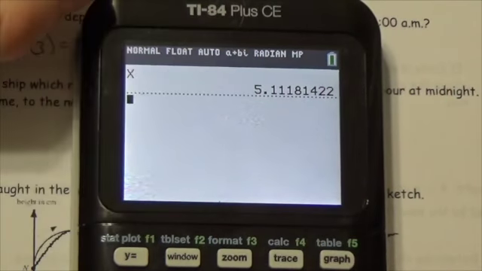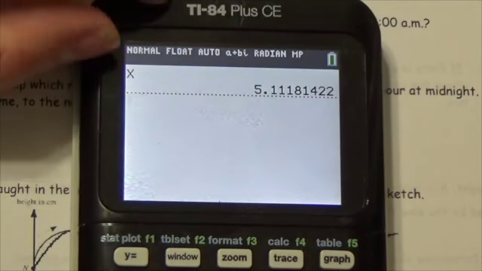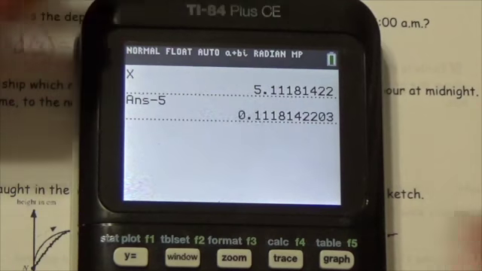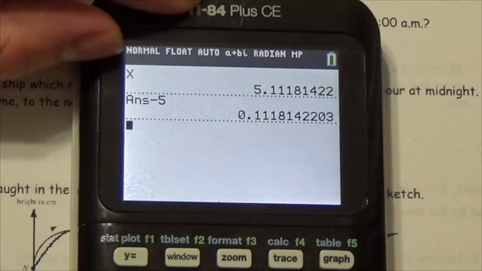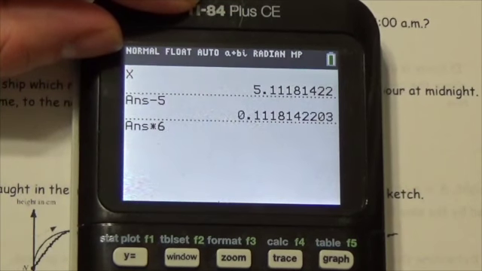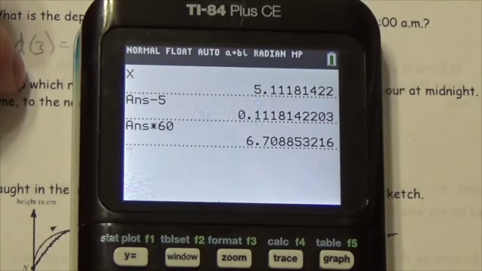It's the 0.1118... That represents the fraction of an hour beyond that. So I'm going to subtract the 5 off of that because I already know the 5 hours have gone by. I've got to figure out how many minutes this is. So I'm going to multiply this by 60, because this is a fraction of an hour. If I multiply it by 60, it'll tell me how many minutes you've got.